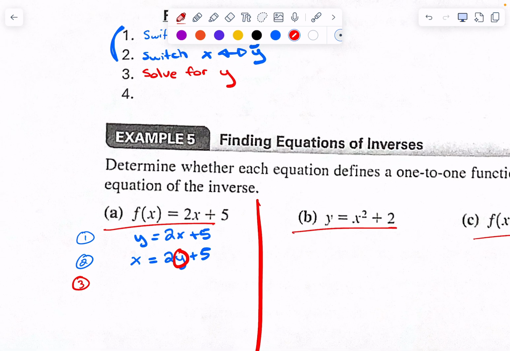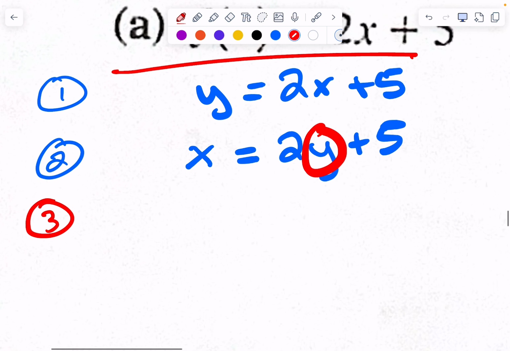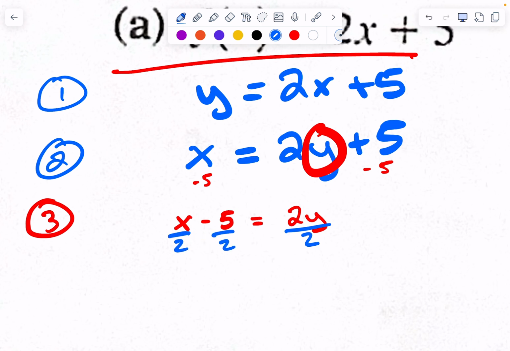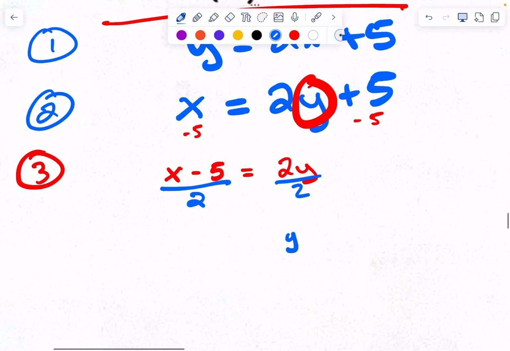In order to do this, subtract 5 from x. It'll just be x minus 5 equals 2y. And then divide by 2. You can divide the whole thing by 2, or you could individually divide each piece by 2. So now we have y equals x minus 5, all over 2. That's done.